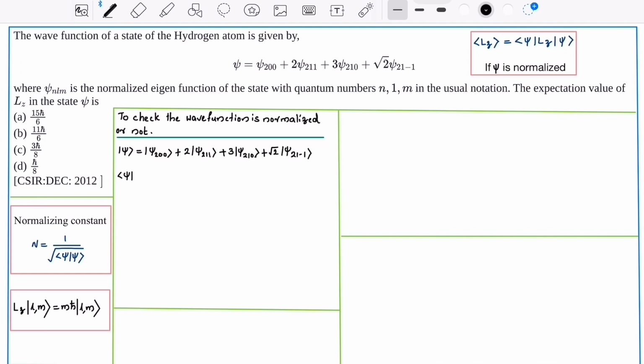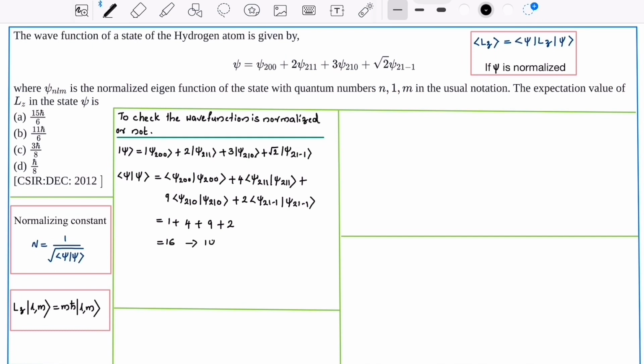Now let us take the inner product of psi with itself. That is nothing but the inner product of psi 200 with itself plus 4 times the inner product of psi 211 with itself plus 9 times the inner product of psi 210 with itself plus 2 times the inner product of psi 21 minus 1 with itself, and that is equal to 1 plus 4 plus 9 plus 2. That is equal to 16. That is, the given wave function is not normalized.